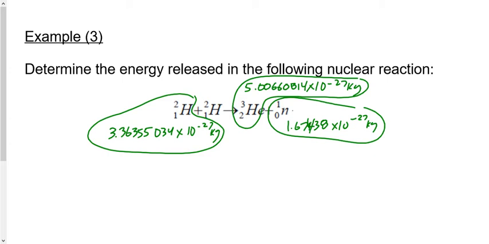Two words. Mass defect. Good. The energy comes from the mass defect.